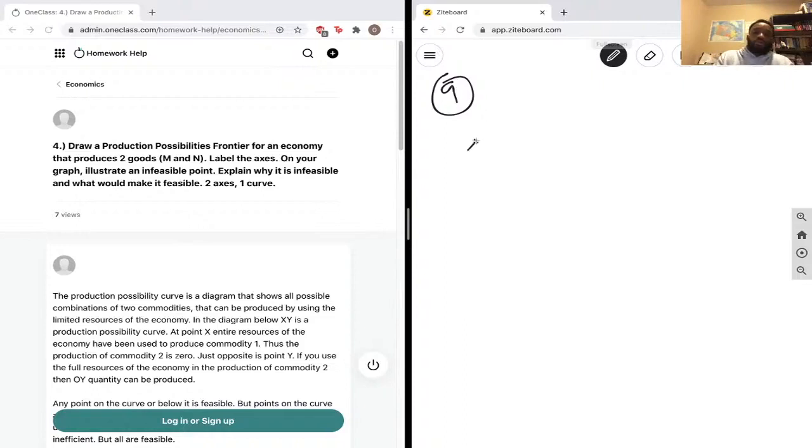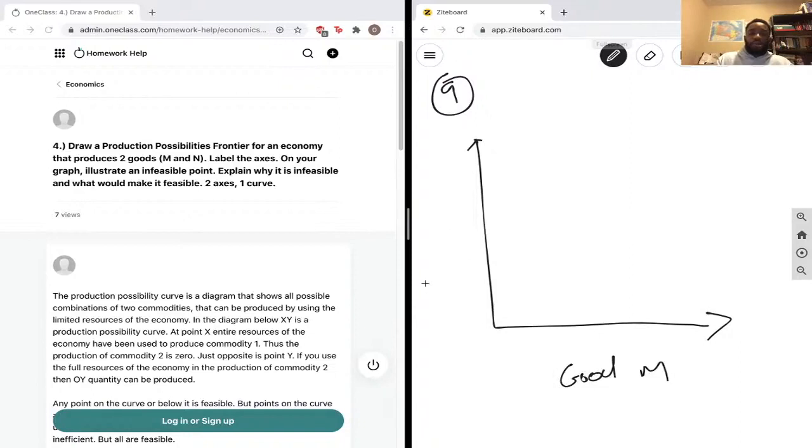So we'll call this good M, and this is good N. That's pretty good. I didn't think I could do that. And the production possibilities frontier looks a little something like this.